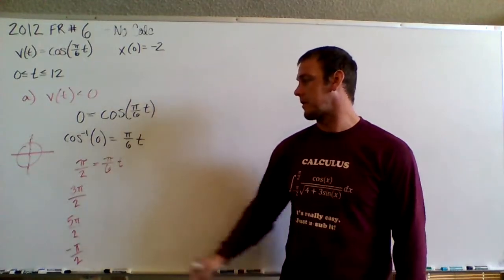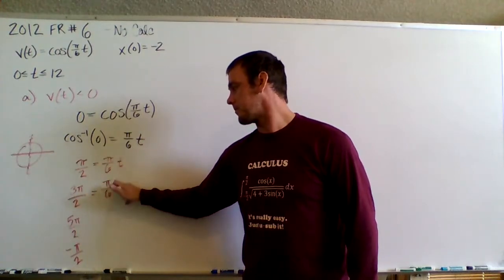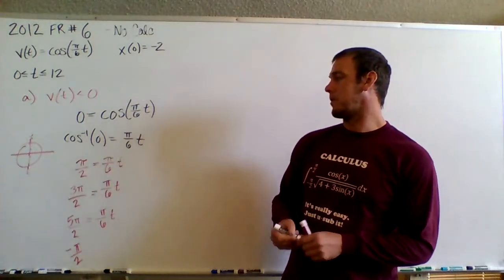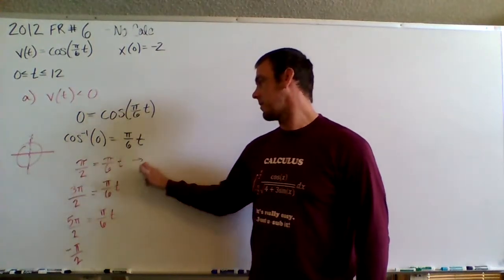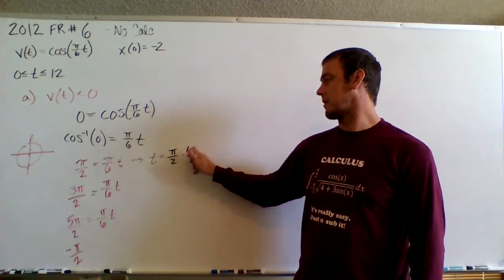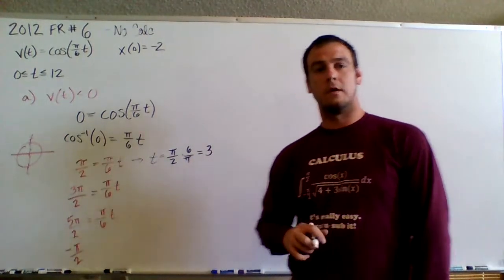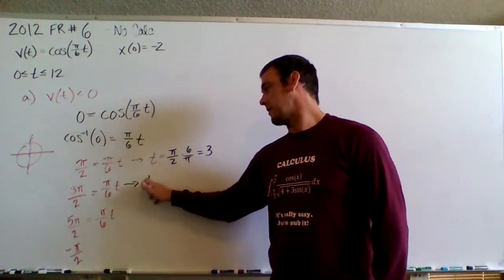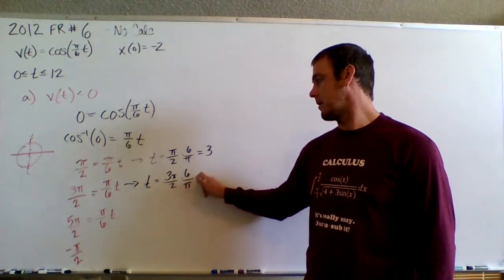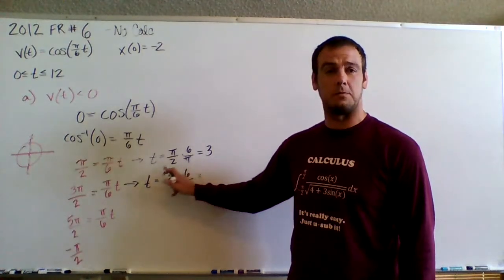Now when I solve each of these, I'm just going to multiply both sides by 6 over pi. What happens here is t equals pi over 2 times 6 over pi. My pi's cancel. This equals 3. On my next one, t equals 3 pi over 2 times 6 over pi. My pi's cancel. 6 divided by 2 is 3. 3 times 3 is 9.